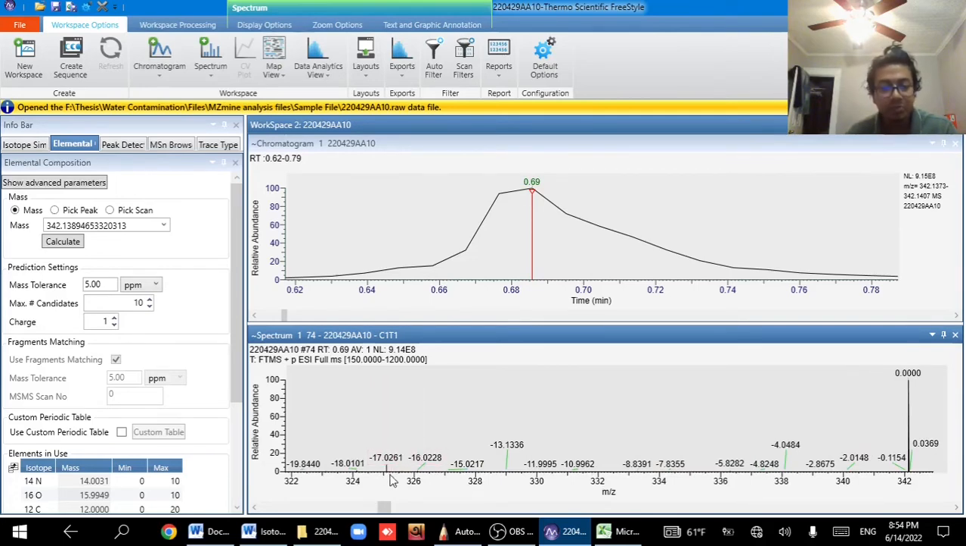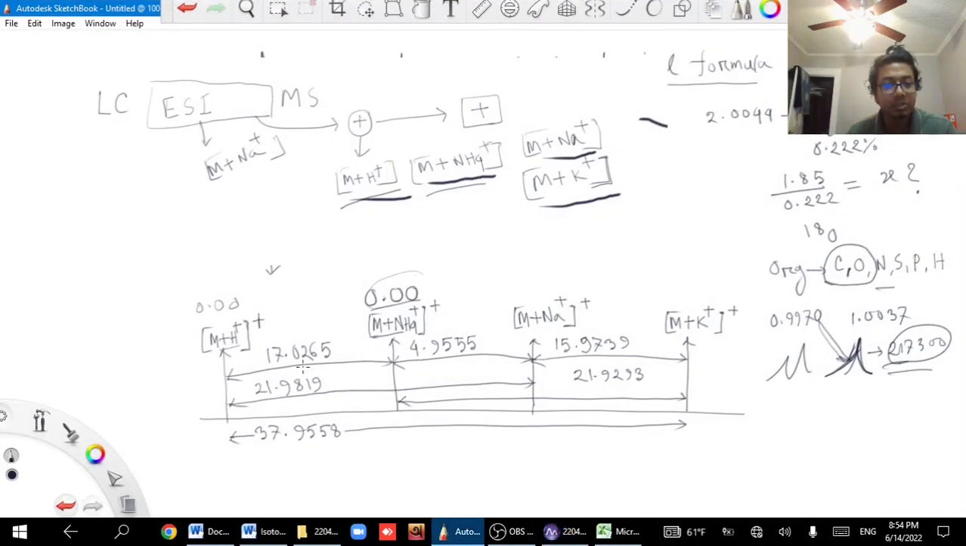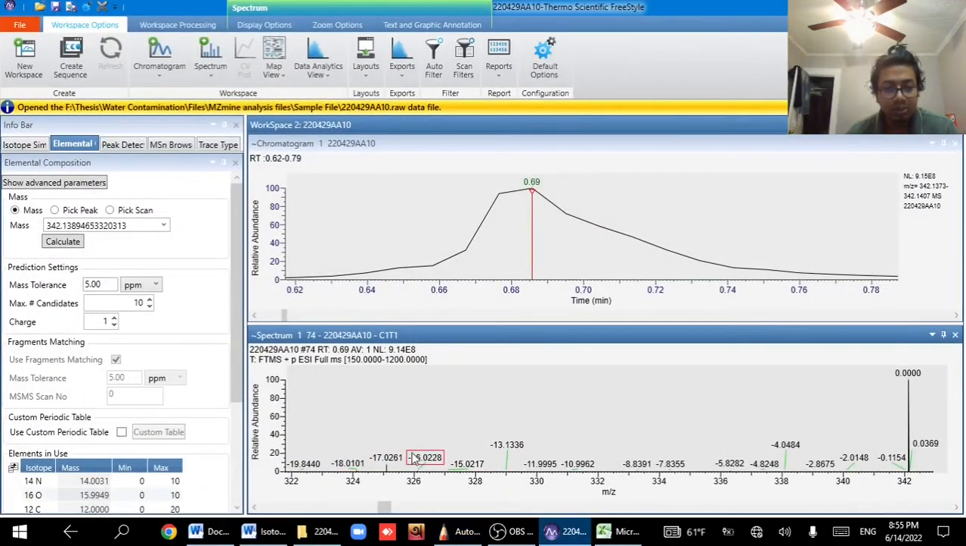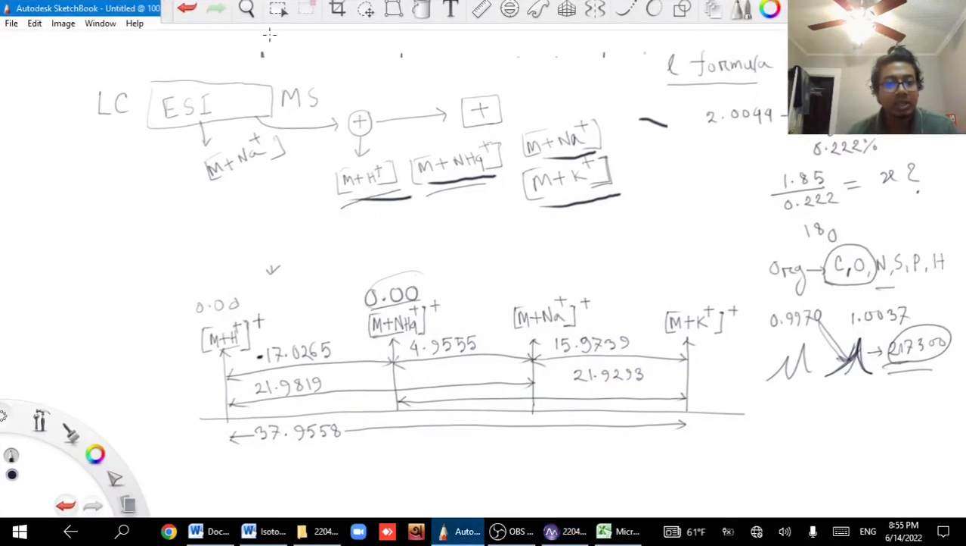Here you can see 17.0261, and our exact difference is 17.0265, so I can consider the fourth decimal point. So we got that, and this is minus. Because this is minus, this 17.02 peak is the evidence of the M plus H peak. So in ESI, I got the M plus H peak and the M plus NH4 peak, and I'll also consider the 4.955 here.